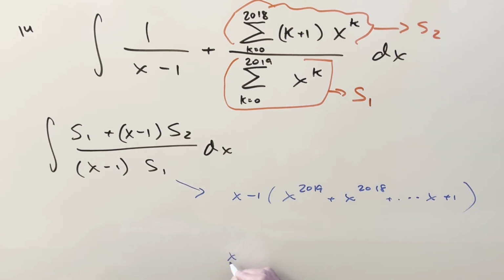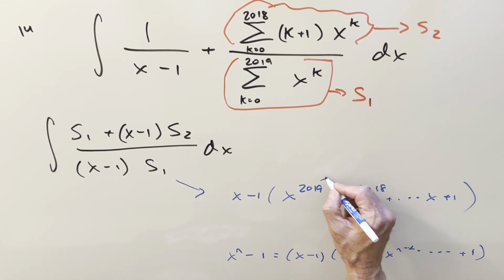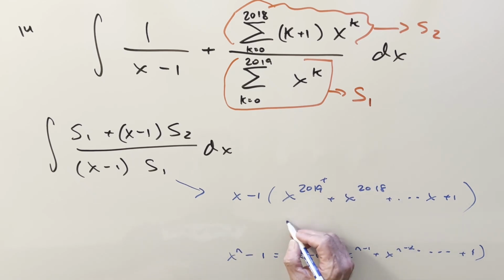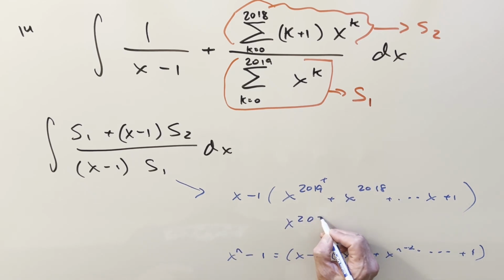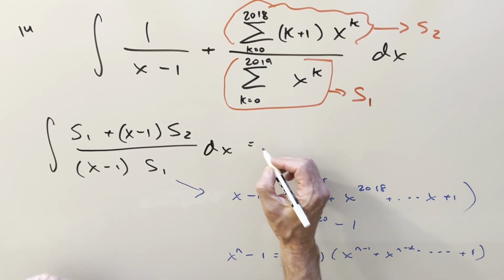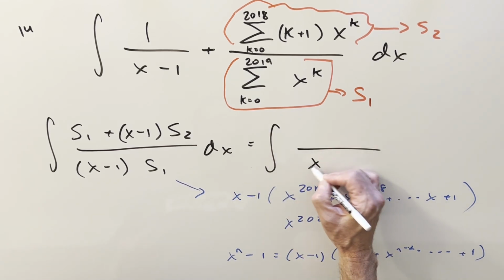But for this thing, we have a formula. If we have x to the n minus 1, we can factor this as x minus 1 times x to the n minus 1, x to the n minus 2, all the way down to 1. So what we have on the right side is exactly in this form right here. We can write this expression as x to the 2020 minus 1. So we'll rewrite the integral with that denominator.